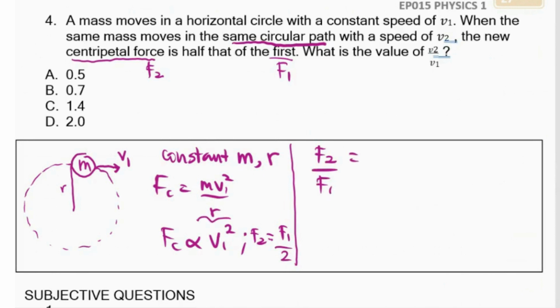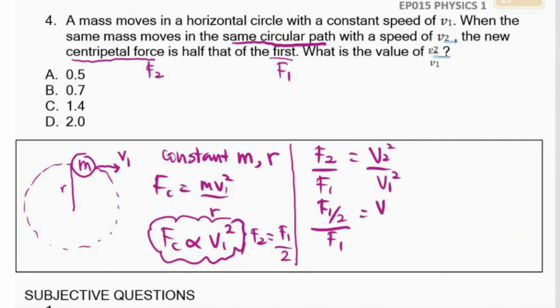Using this relationship, F2 divided by F1 is equal to V2 squared divided by V1 squared, because force and V squared are proportional. Then we put in the value of F2 as F1 divided by 2 and F1 as F1, and V2 by V1 squared. Then simplify: the F1 can be cancelled out, leaving just a half. So a half is V2 by V1, squared.